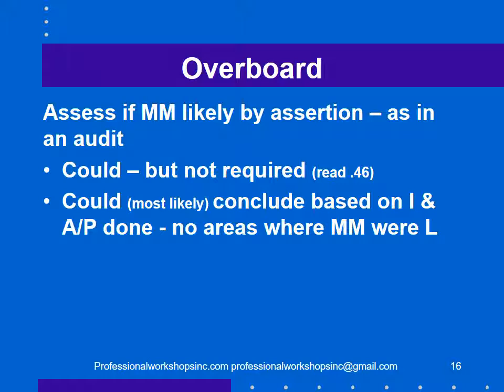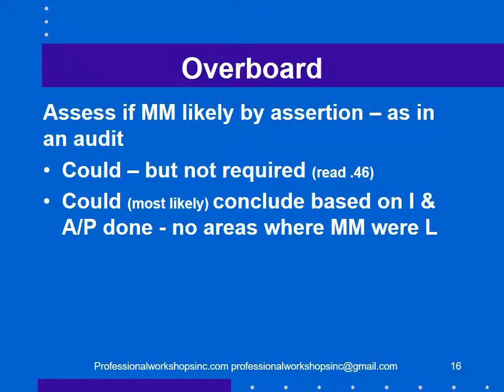It's required in a review to assess if material misstatement is likely by assertion as in an audit. Now, you would meet what the standard requires if you did that, but that is far more than is required. So read paragraph 46. That's the Canadian reference. I've got another module where I compare the Canadian and international references. What you could do, and this would be much more efficient and would probably be the normal case, is conclude based on the inquiry and analytical procedures you did that there were no errors where material misstatement was likely.